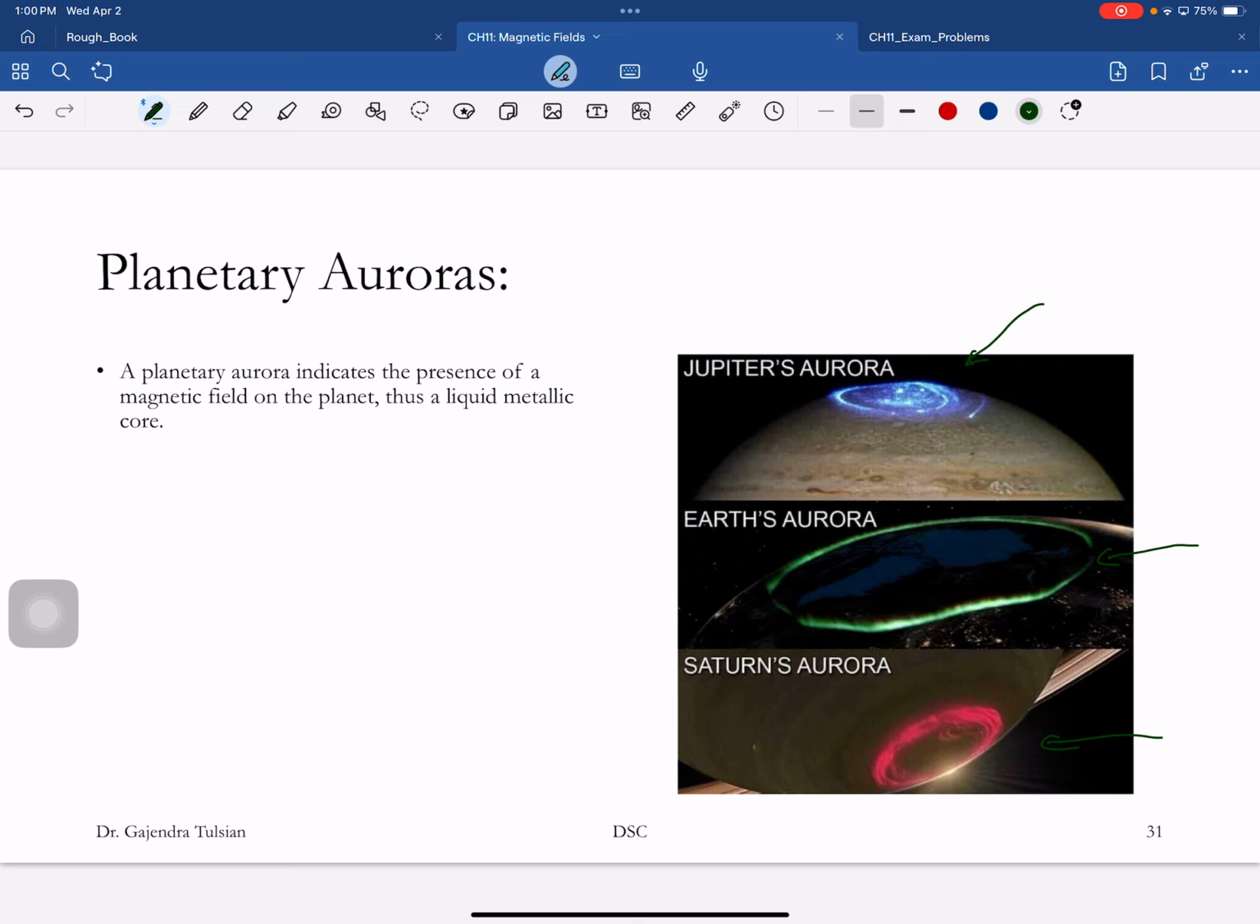Why is this important? It tells you about the magnetic fields. If a planet has auroras, that means it has magnetic fields. If it has magnetic fields, that implies that it has a liquid metallic core, because the magnetic fields are produced by currents in the core. So that's the neat thing. This light is indicating what is happening 10,000 miles inside the core.